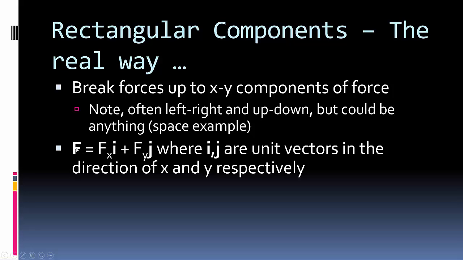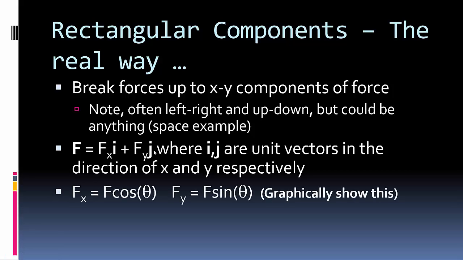So what we're saying is that you can express this F vector as the x component of it in the x direction and the y component of it in the y direction. And then you can start to define what these are. So F in the x direction is equal to F cosine theta. F in the y direction is equal to F sine theta. I'll show you an example of this.